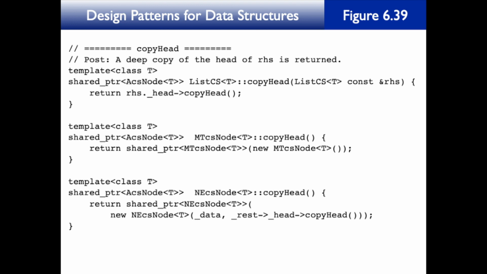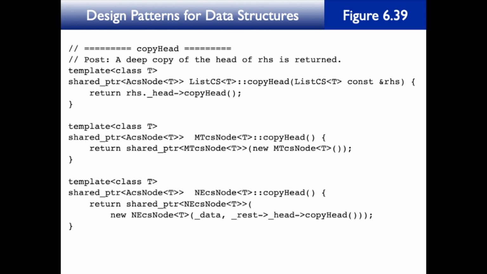it creates a single new non-empty CS node from the heap and returns that pointer to it. And because it's calling a new non-empty node with a parameter list that has two parameters in it, what are those two parameters? _data, which is of type T, and _rest._head->copyHead, and remember, copyHead returns a pointer to a node. So this is using the constructor that takes as parameters a data and a pointer to a node.